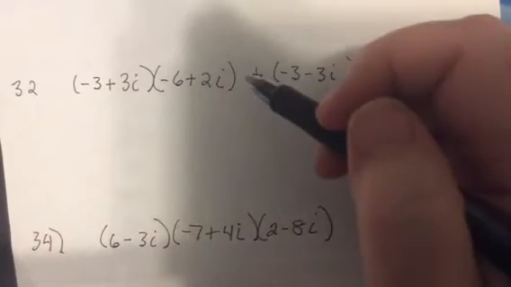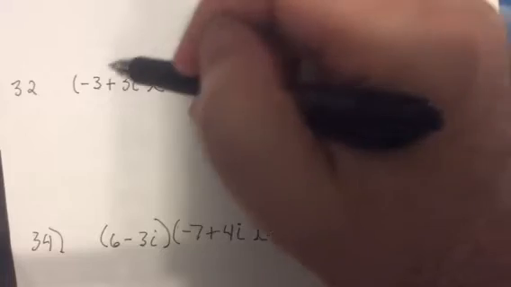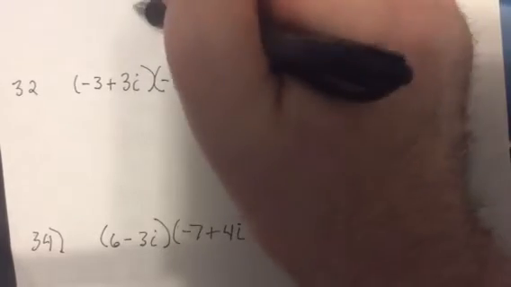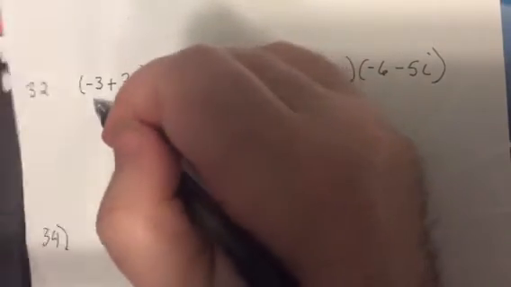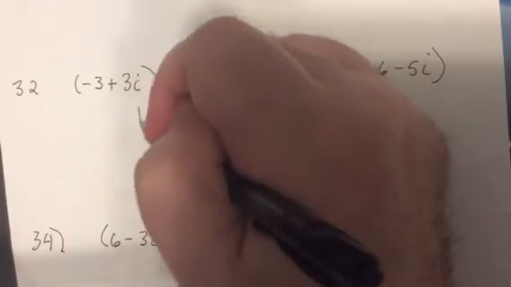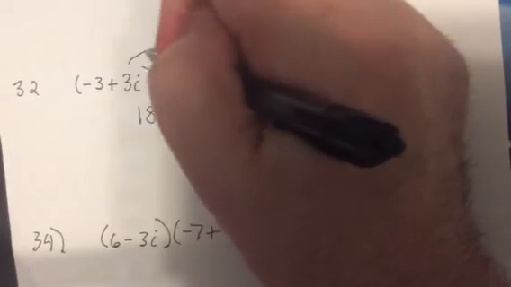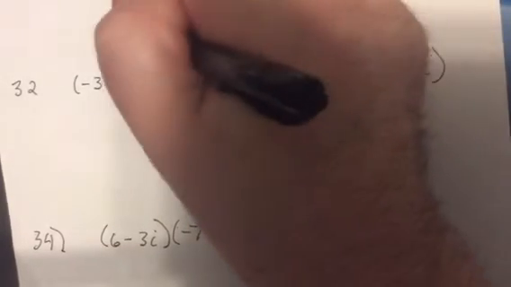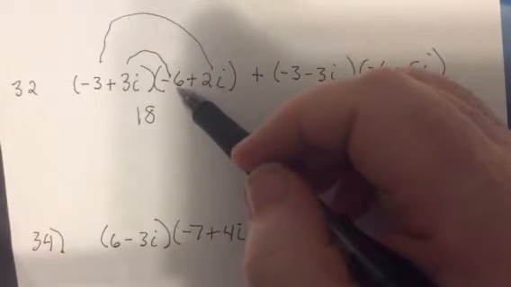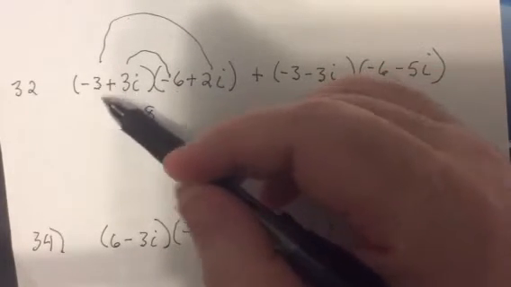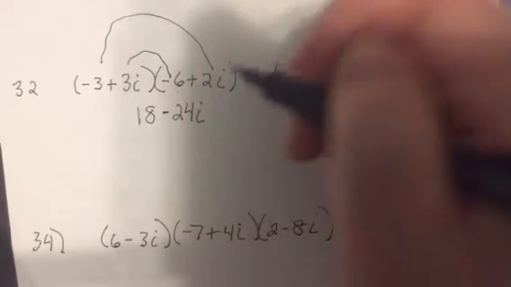-3. Oh, now we're going to FOIL. So it's first, outer, inner, last, if you want to be technical. So -3 times -6 is 18. Then -6 and 3i. If you're foiling, you draw the little rainbow. Minus 18i minus 6i is minus 24i.